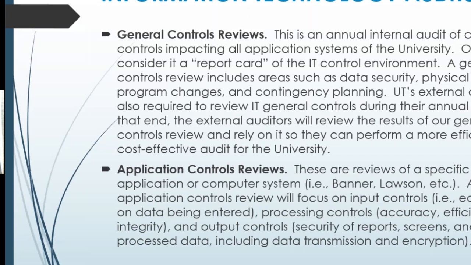Application controls review. These are reviews of a specific computer application or system, typically one program, one platform, one application which you have designed. They will just come, perform checks, look at the processing controls, the accuracy levels, efficiencies, and integrity, and look at the output controls. If you look at the entire input-process-output model, in an application controls review they come and do exactly that: what is there in the system, what is coming in as input, what is being processed, what is coming out as output. They just review that. So these are very localized audits. We should very clearly call them out as localized audits.